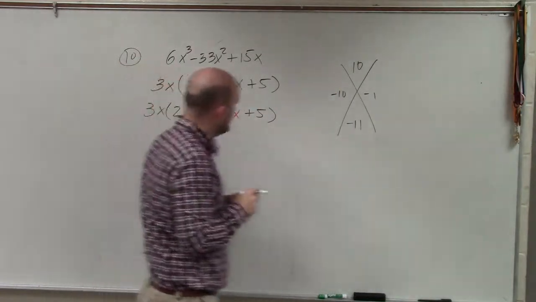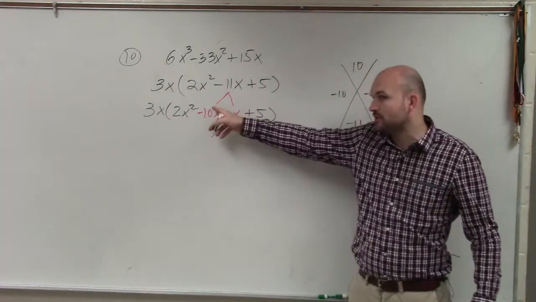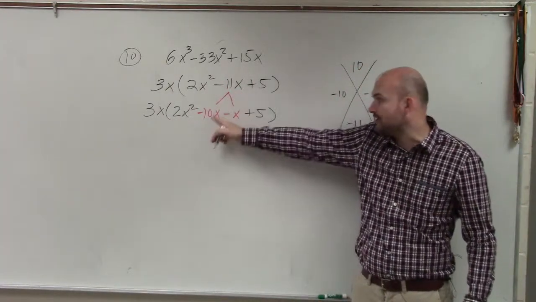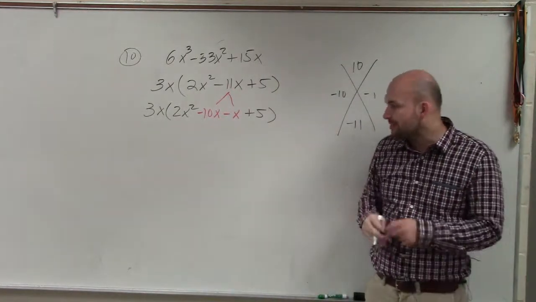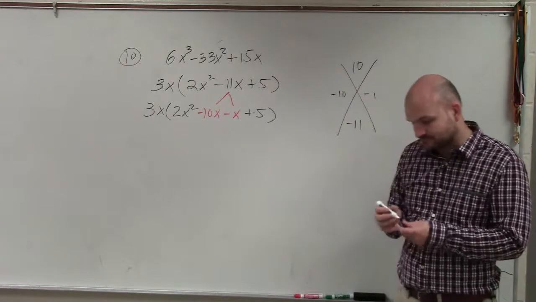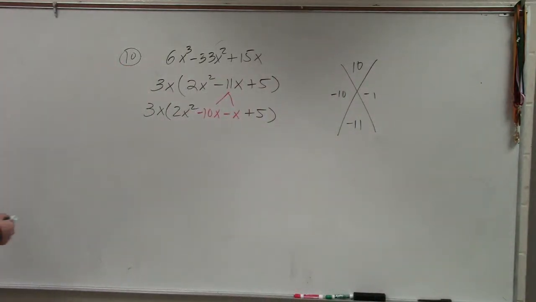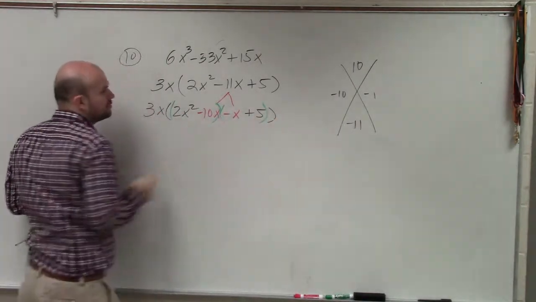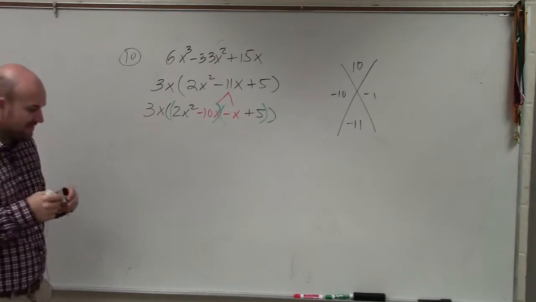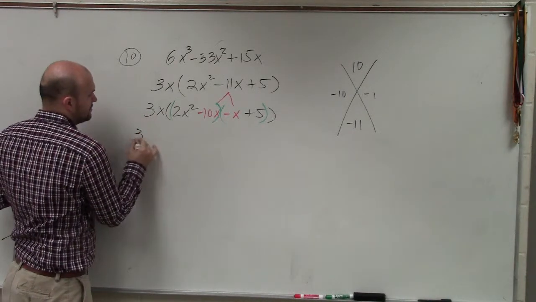So what I did was take the negative 10 and the negative 1 and rewrite the middle term as negative 10x and negative 1x. The reason I do that is because now I can further factor by using what we call grouping. With grouping, you group the first two terms and the last two terms, and you factor out what they have in common. So the 3x is still here.